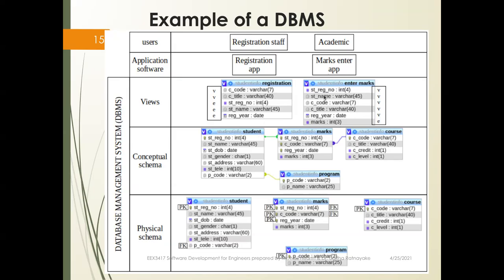There are two here in this example, only two views. In an actual database management system, there are so many views. Users are registration staff, academic staff, so they can access these applications by separate username and password. When you give username and password, some relevant registration app will be allocated.